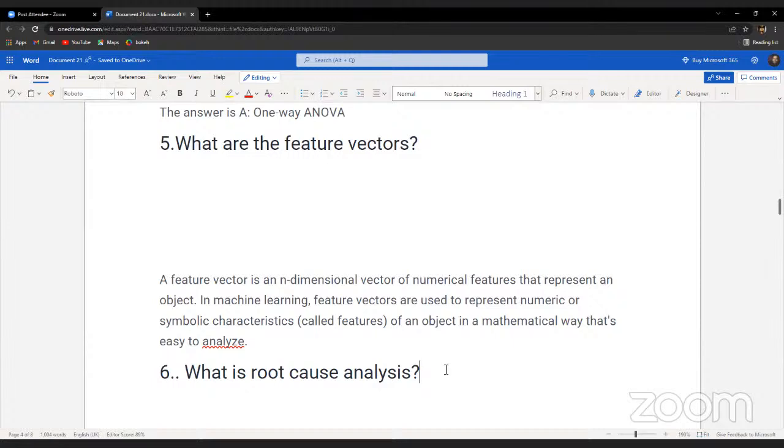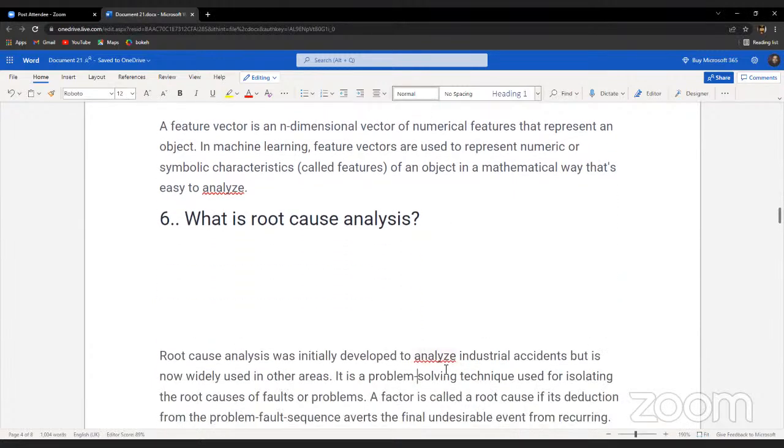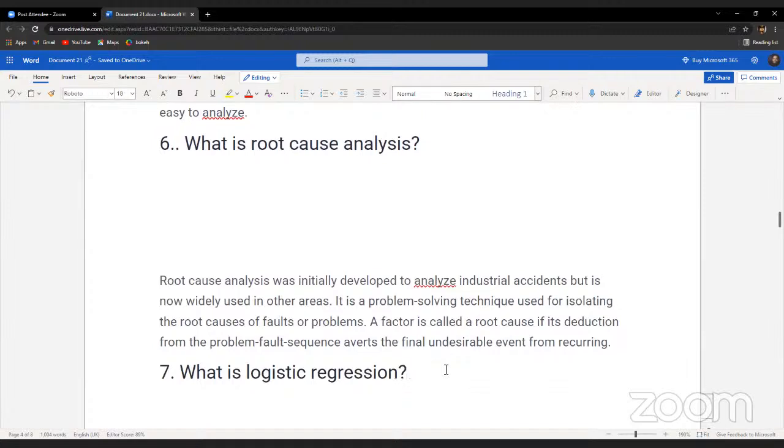Yeah, as we look into this, what is root cause analysis? Root cause analysis was initially developed to analyze industrial accidents, but it is widely used in other areas. Not only in industrial accidents, we can use this root cause analysis in many other areas.